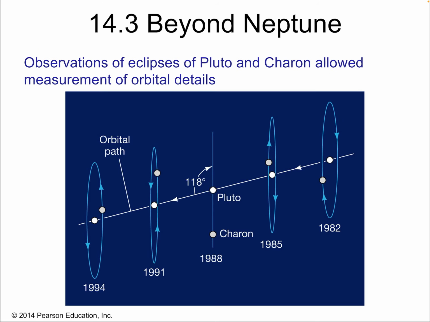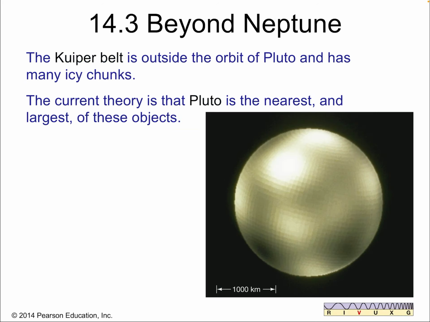Okay, so observations of the eclipses of Pluto and Charon allowed measurements of the orbital details, right? So we're really able to analyze the details by looking at this data taken from these different pictures of their orbits. Okay, and the Kuiper Belt is outside the orbit of Pluto. Sometimes you do hear Pluto referred to as a Kuiper Belt object, but other times Pluto has a special designation as being a dwarf planet that is near the Kuiper Belt. Okay. It has many, many icy chunks, in other words, comets, and also other dwarf planets. So the current theory is that Pluto is the nearest and largest of these objects, but it's the same type of object as these other Kuiper Belt objects.